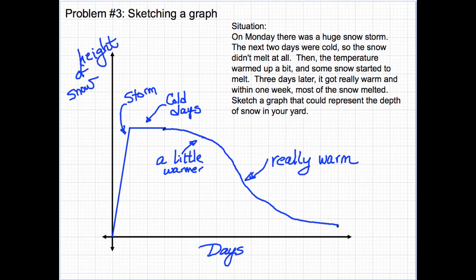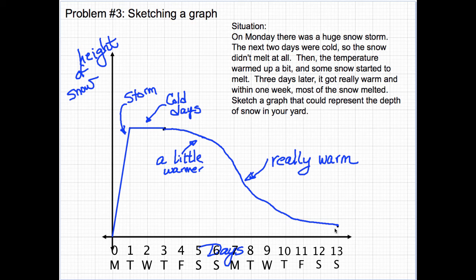So here we'll start with no snow and a huge snowstorm, and that put all of the snow on your yard. Then we had a couple of cold days, so there was really no change in the depth of the snow. It got a little bit warmer and it melted a little bit, and then it got really warm, so it melted very quickly, and at the end of 1 week we see that most of the snow has melted. So take a moment to notice how I labeled the axes of the graph, how I drew the graph and labeled each section of the graph according to the problem, and that the graph has no numbers associated with it. It's just an approximate graph.